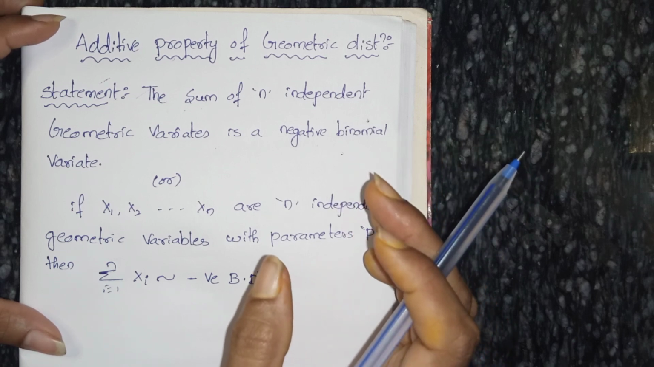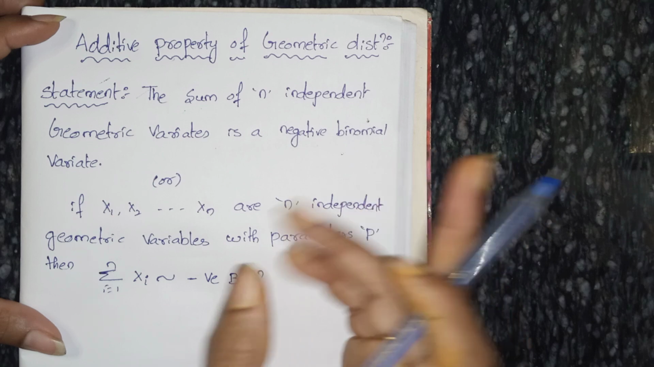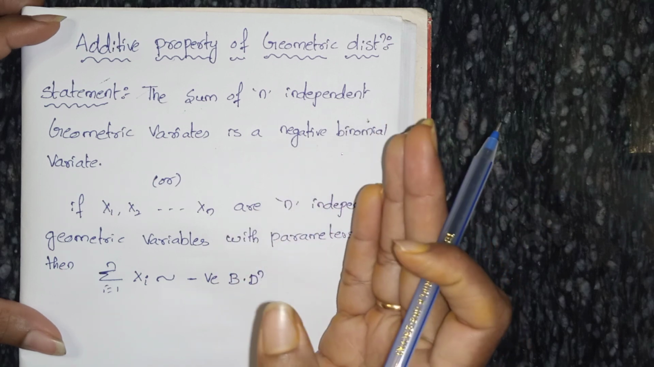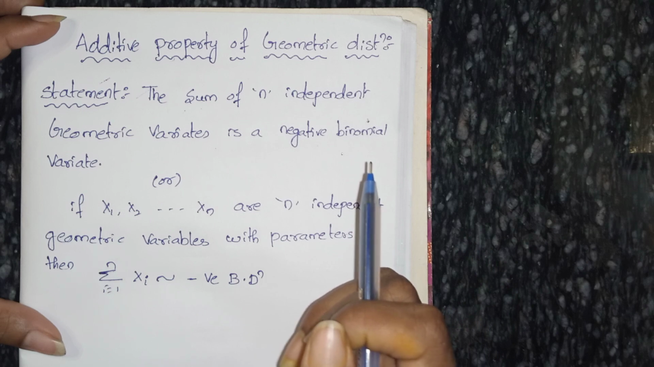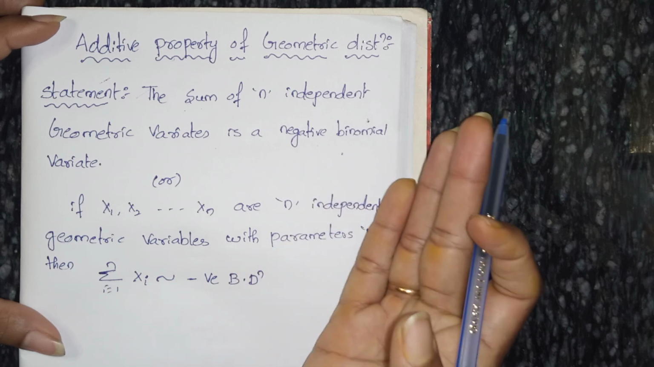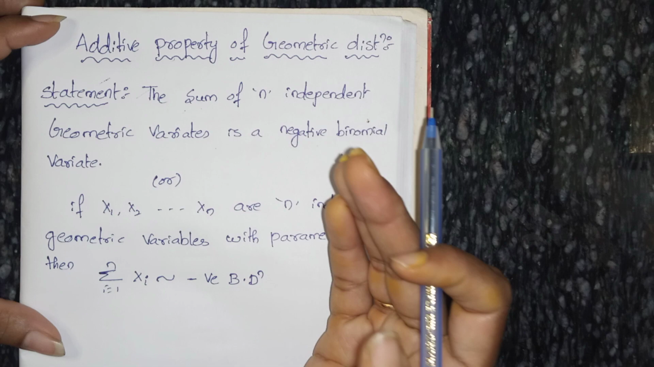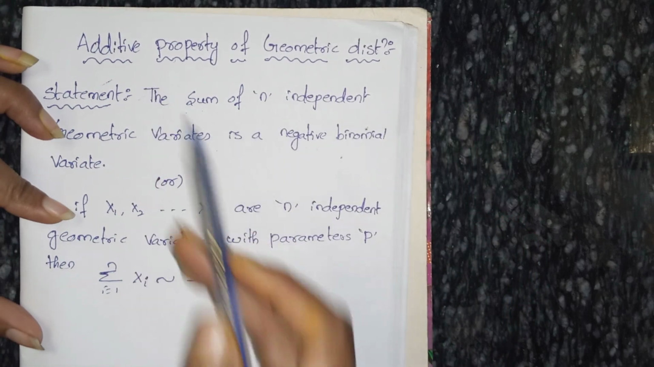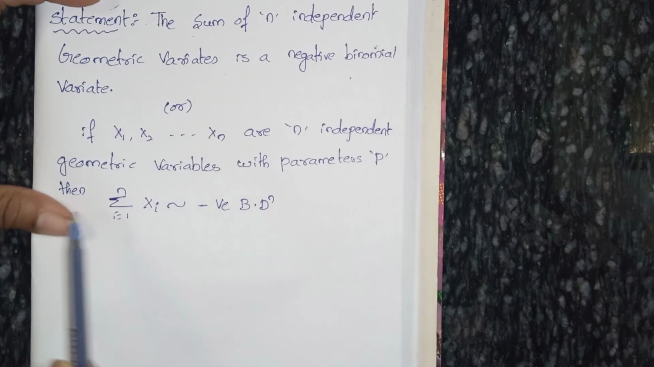So when the additive property is not satisfied, another topic we come across is the lack of memory property. Okay, so we'll discuss in the next video what the lack of memory property is. So now we'll prove this one. Okay, so proof.